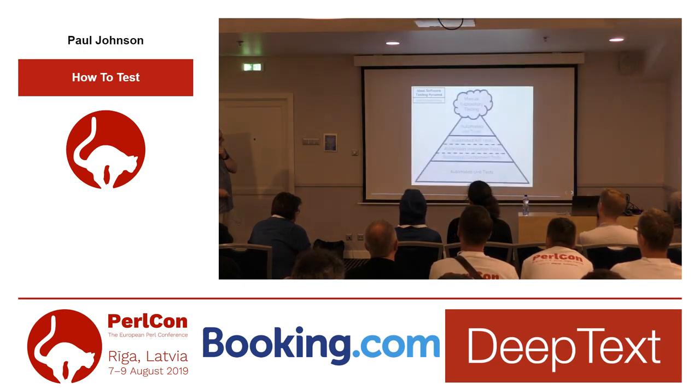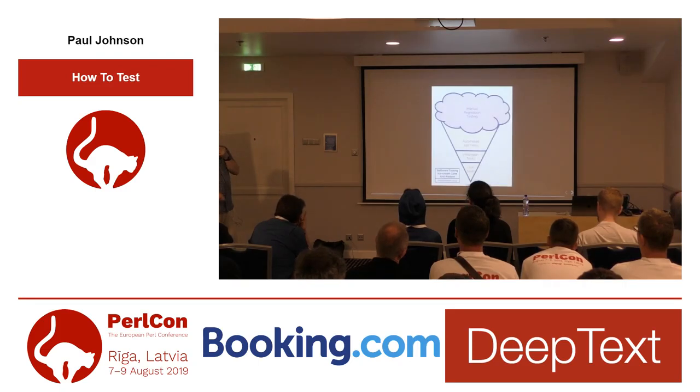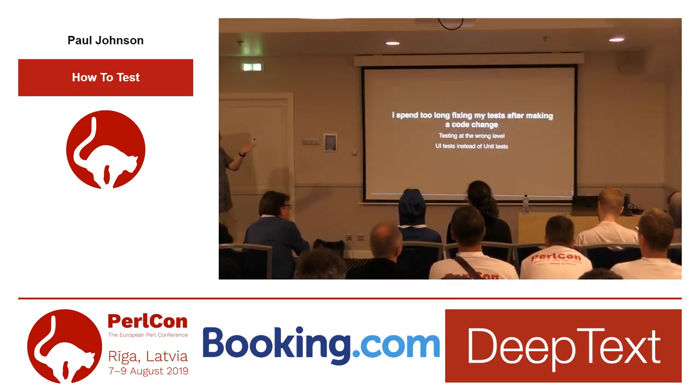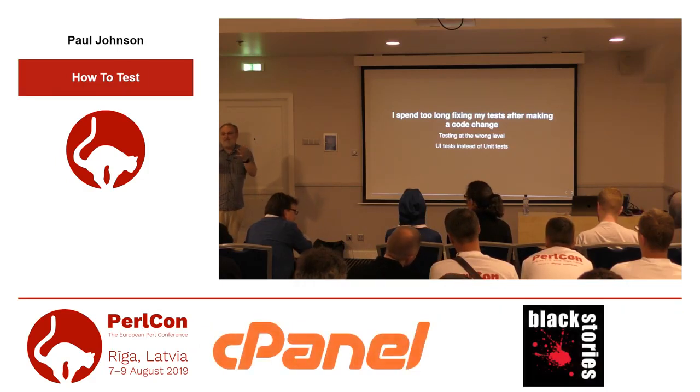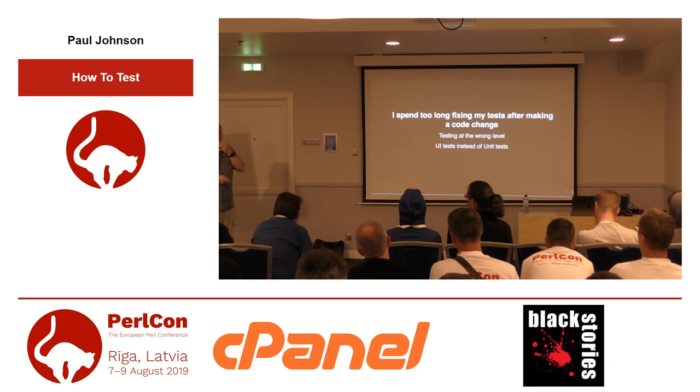So your tests should be like this, but they end up like this. And that means that you're testing at the wrong level. You're using UI tests instead of unit tests, for example. So that's one possible reason why you have to fix your tests after you do a refactoring or something like that.